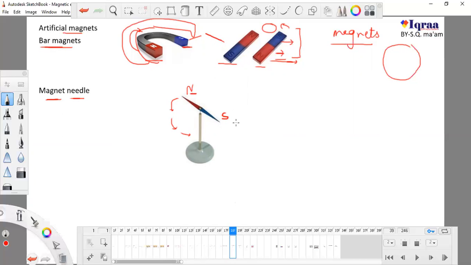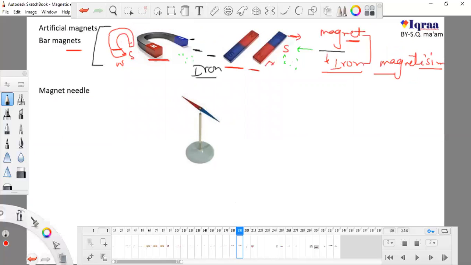But this magnet needle is just in the middle over this stand, and it is very lightweight, so it can move around whenever the pole changes. This pole can come to this side on its own. It doesn't need any type of help. So this is the magnet needle.